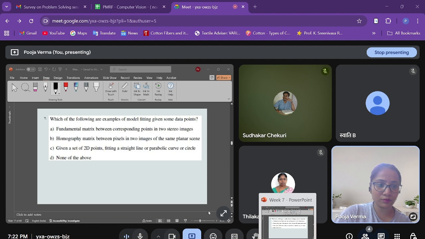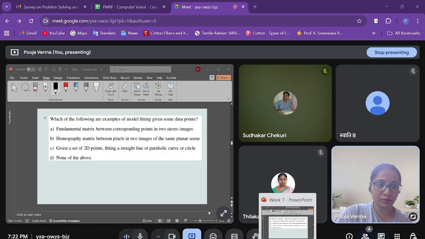Okay, so these are the options, and let's go deep down for this question. A detailed explanation is given here. What is model fitting? Here we are given some observed data points, that is 2D points, and their corresponding features. Now we want to find the parameters of the mathematical model, that is a line, curve, or matrix, that best explains or fits the given data. Usually we use optimization techniques like least squares, RANSAC, maximum likelihood, and others.